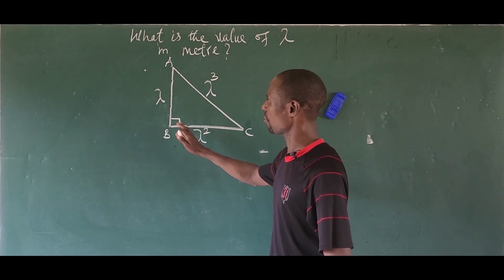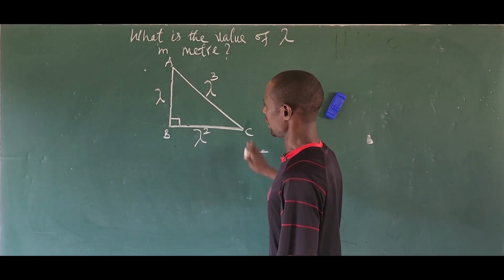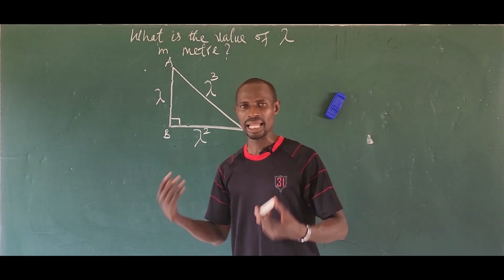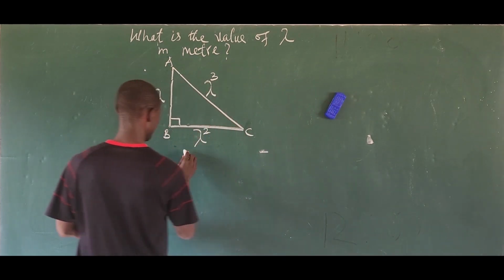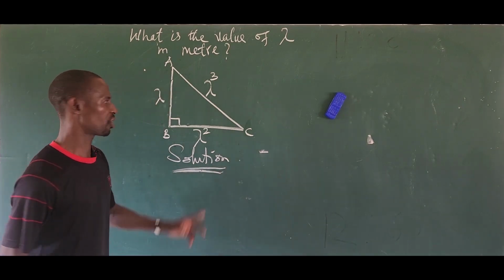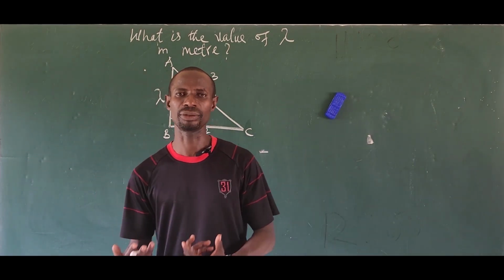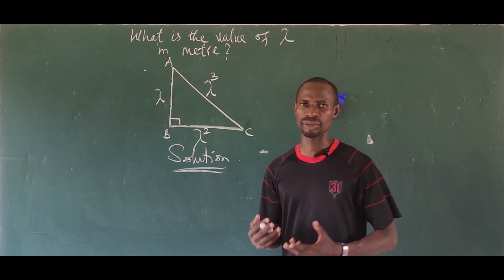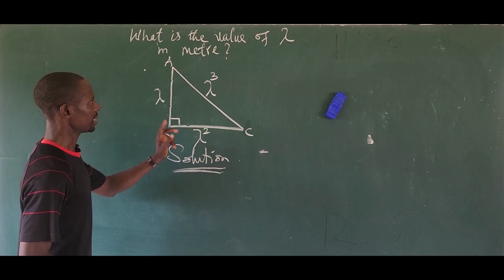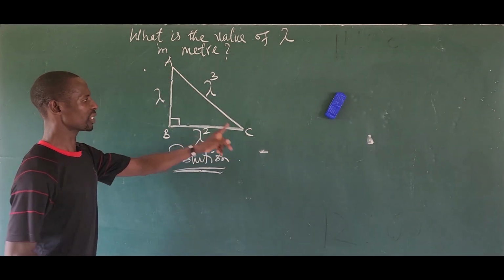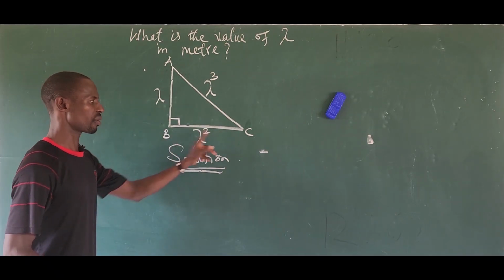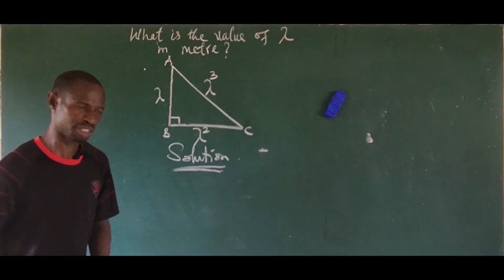I want to solve for the value here, and that of here, and that of here. In other words, just to look for the value of lambda. So how do we solve this? All right, so we take our solution here. Because this is a right angle triangle, Pythagoras theorem comes to mind. It says that when you have a right angle triangle, the square of the hypotenuse is equal to the square of the opposite plus the square of the adjacent. We all know that from our elementary mathematics.